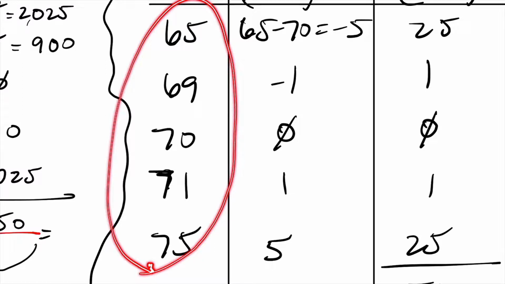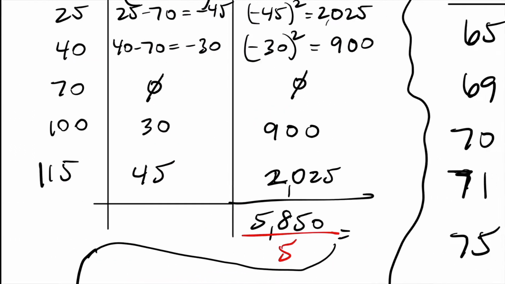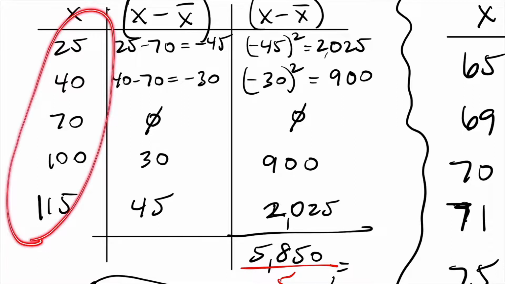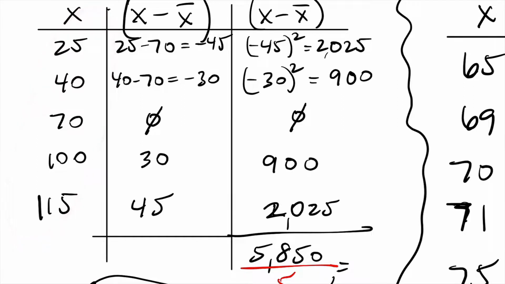Why does this number have a smaller standard deviation than these numbers here, than set A? Because A is more spread out than B. B is really close together.